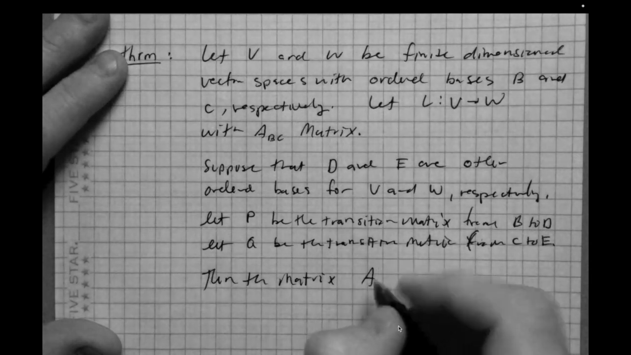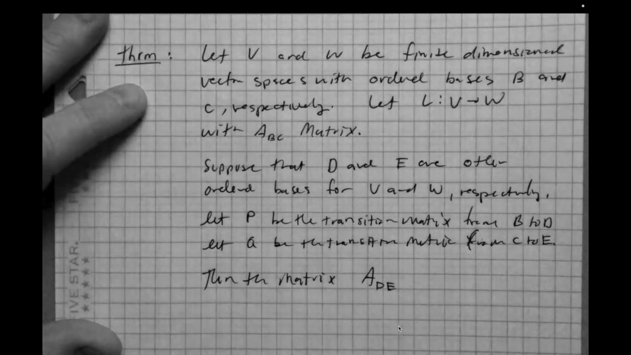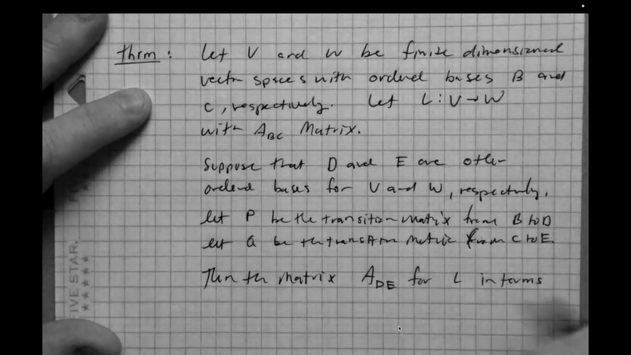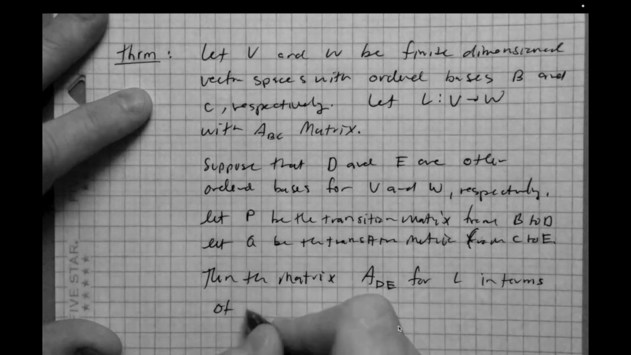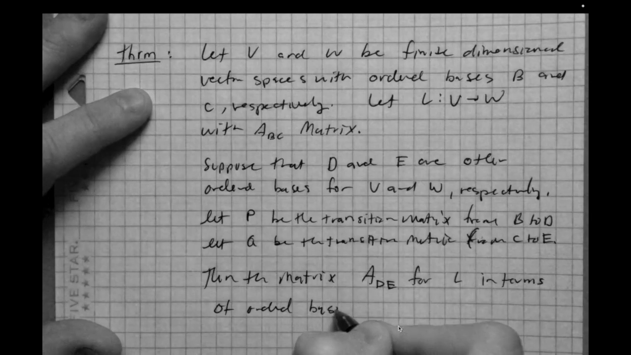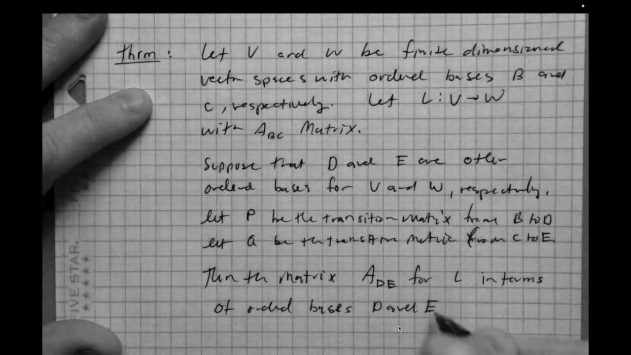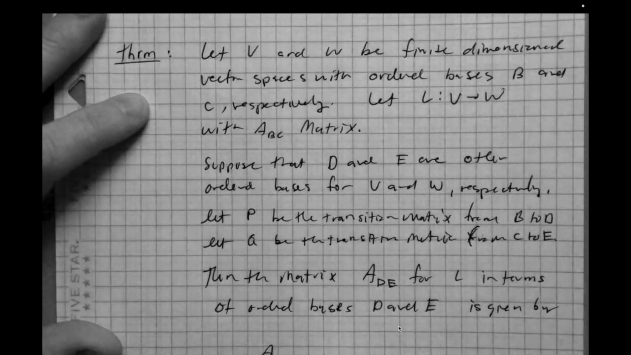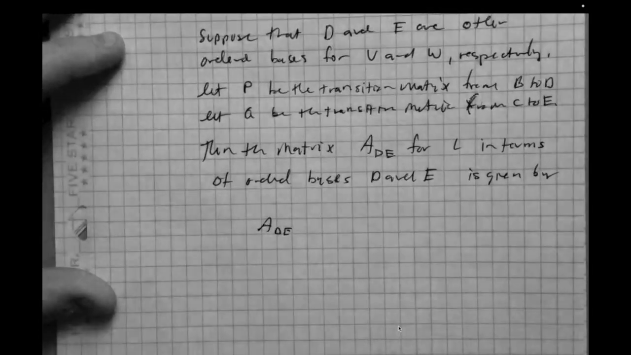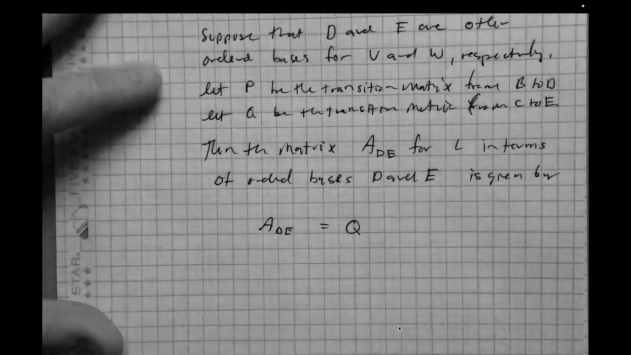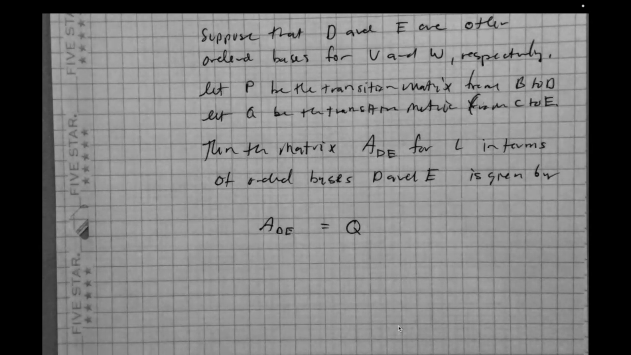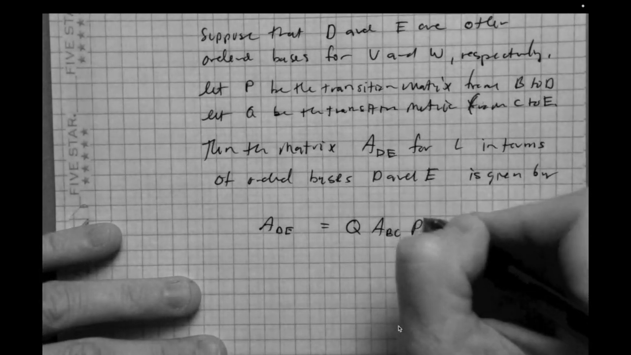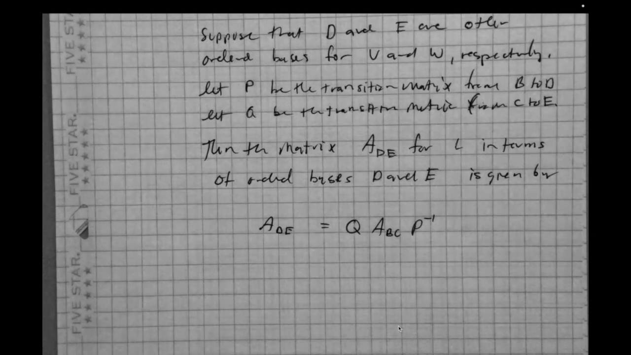Then the matrix A sub DE for L in terms of ordered bases D and E is given by, how does this work? Well, if I want to calculate A sub DE, that's equal to Q, the transition matrix from C to E, times A sub BC, which I already have, times P inverse. P is, of course, the transition matrix from B to D.